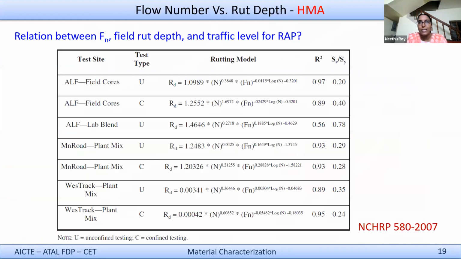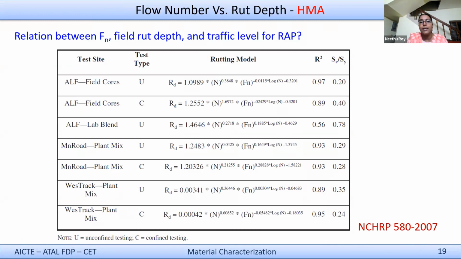Now, there have been various studies which have tried to correlate this flow number value with the rut depth in the field, in terms of accelerated loading facility studies. They have taken field cores and data from accelerated loading facilities and correlated them with the flow number value, because flow number is something which you do in the laboratory. This has been developed for normal HMA mixes.